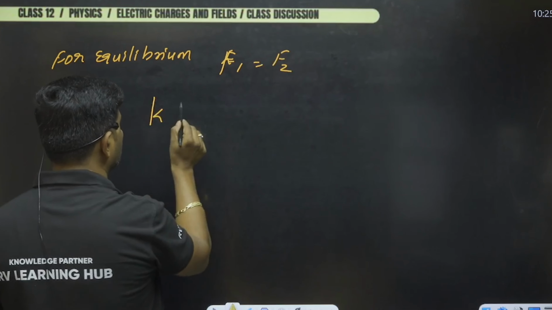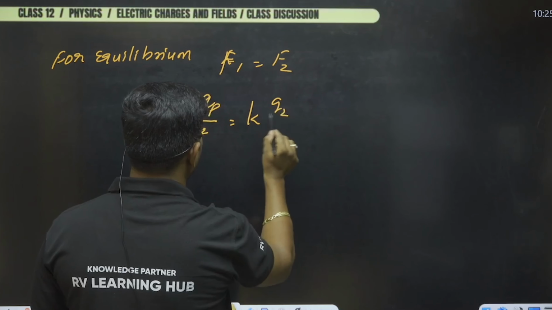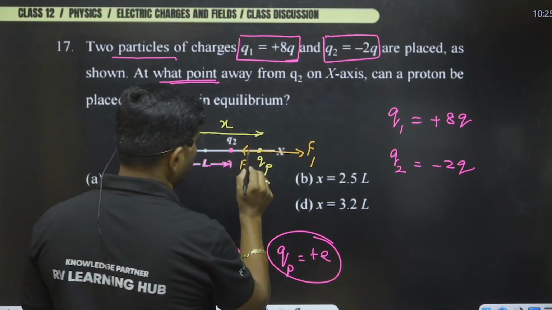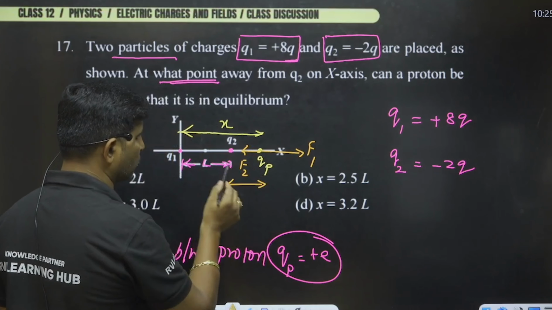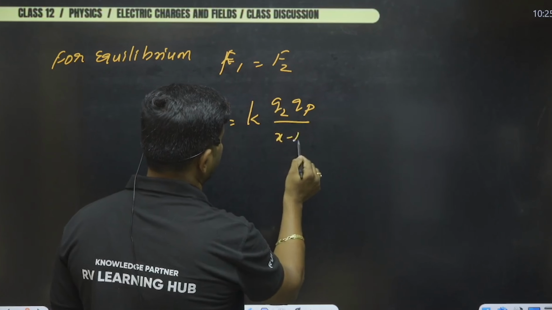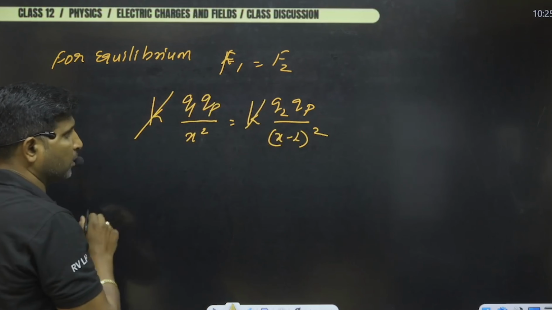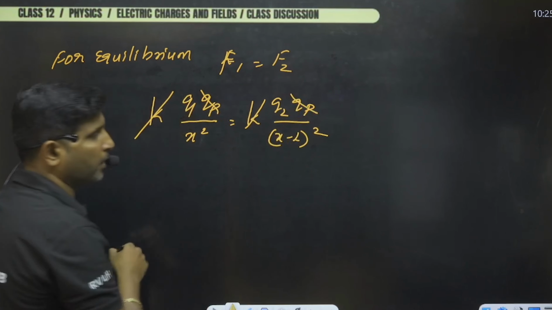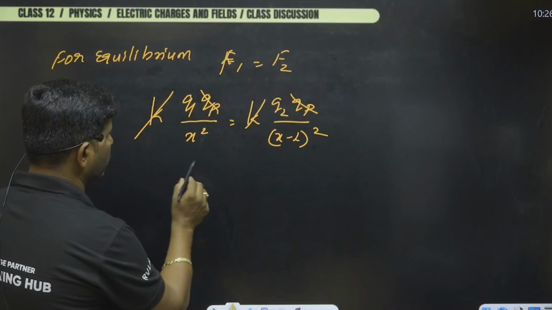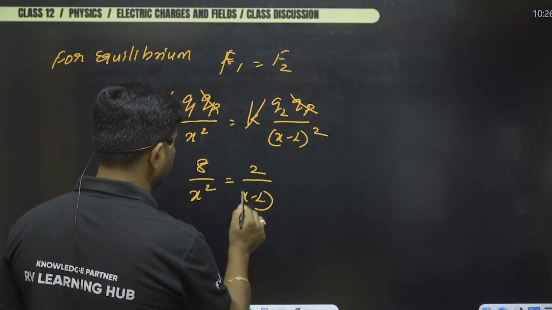You can say k into q1 into qp divided by x square equals k into q2 into qp divided by the square of this distance here. This distance will be x minus L. Therefore, x minus L whole square. Is it right? So just substitute everything here. k will get cancelled. qp will also get cancelled because both are the proton only. q1 is 8 and q2 is 2. 8 divided by x square is equal to 2 divided by x minus L whole square.